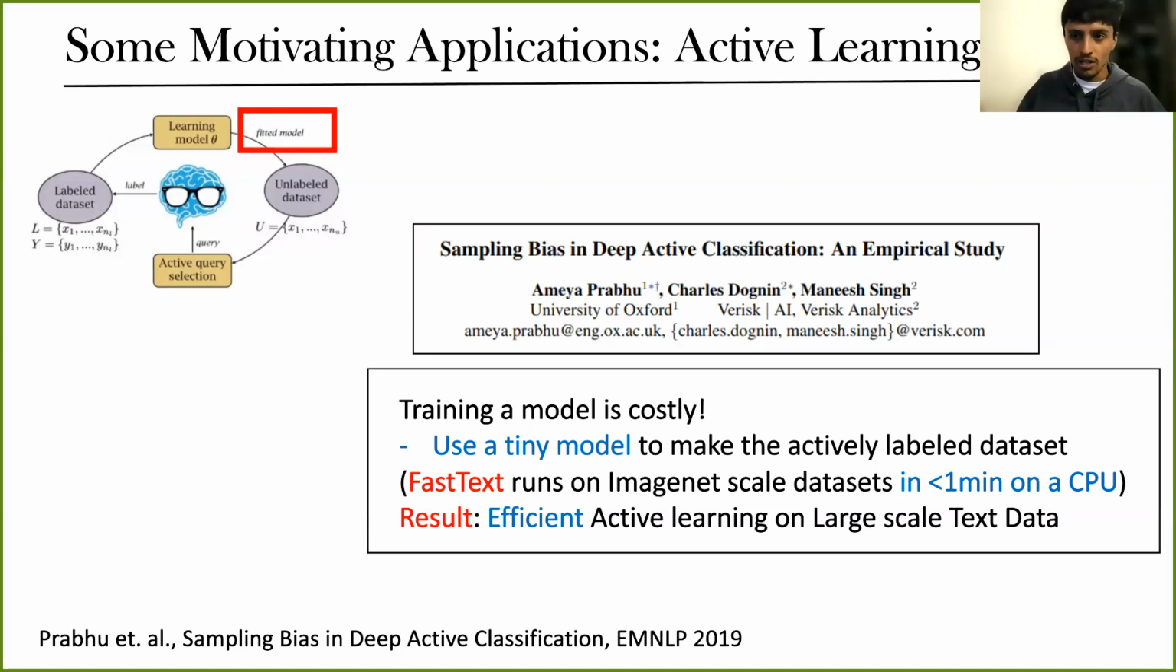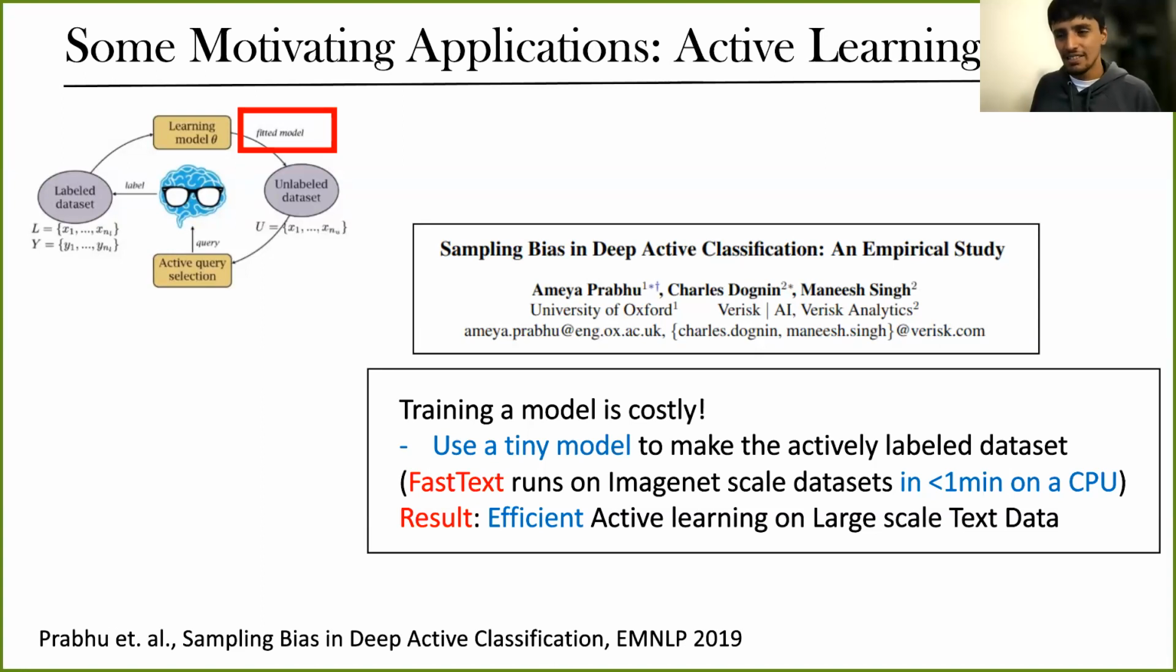Your cost overall, which is getting the active dataset and training a large model on this small dataset, is minimized by quite a large margin. This can do efficient active learning on large scale on text data.